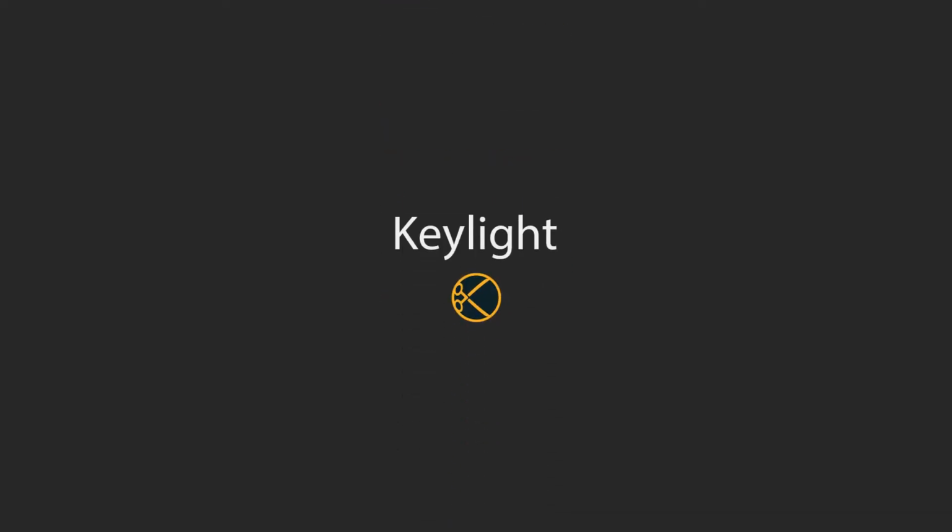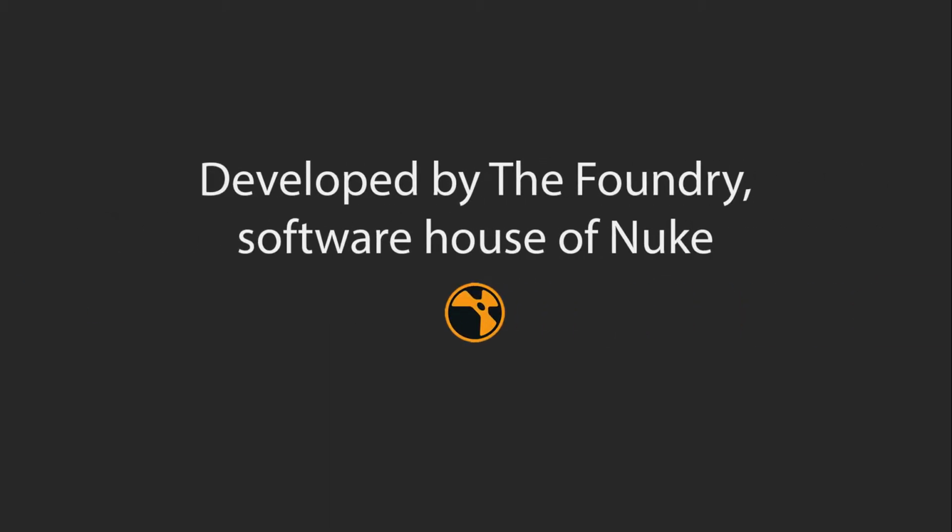To complete this task, we will use Keylight, a plugin available in After Effects, but developed by The Foundry, the software house responsible for Nuke, the best compositing software on the market. To give you a matrix, Keylight is one of the simpler and less performing keying tools available in Nuke, while it is the best tool in After Effects.